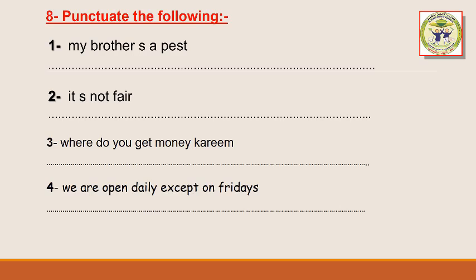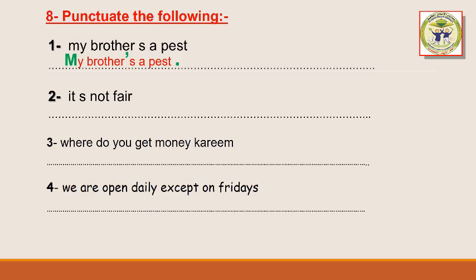Number 1. My brother's a pest. In this sentence, you will capitalize the letter M in my because it is the beginning of the sentence, and put an apostrophe between brother and the letter S because it is the abbreviation of is, and put a full stop at the end of the sentence.